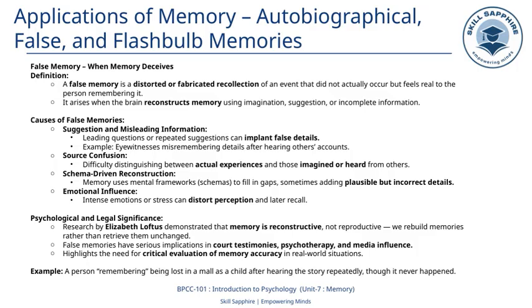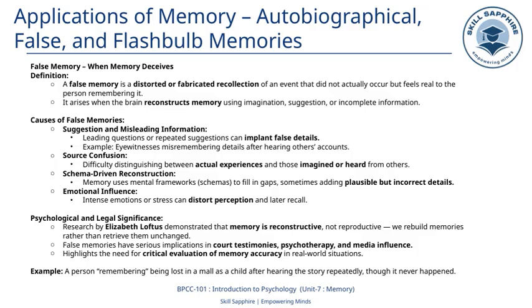One major cause is suggestion and misleading information. For example, leading questions or repeatedly suggesting details can implant false memories. A classic example is eyewitnesses misremembering details after hearing others' accounts. Another cause is source confusion. This is when we have difficulty distinguishing between what we actually experienced and what we merely imagined or heard from someone else. Then there's schema-driven reconstruction.